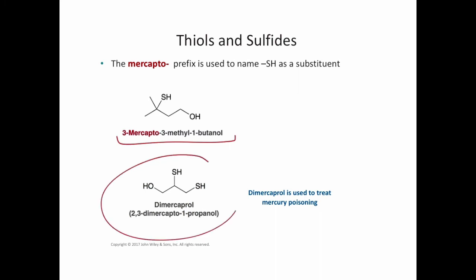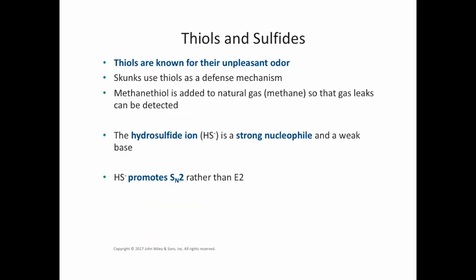And this is an example of a thiol that's used to treat mercury poisoning. Thiols are well known for their unpleasant odor. Indeed, skunks use thiols as a defense mechanism. And methane thiol is added to natural gas so that gas leaks can be detected, because methane doesn't have an odor, so you have to add something stinky to it to alert people that there's a gas leak.